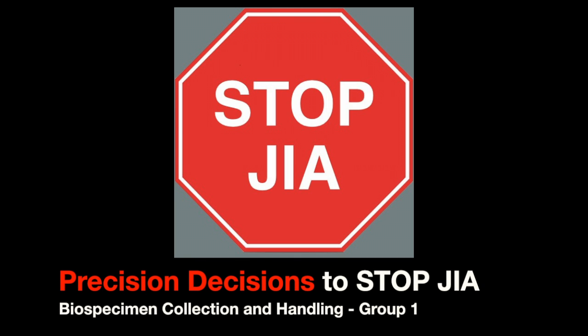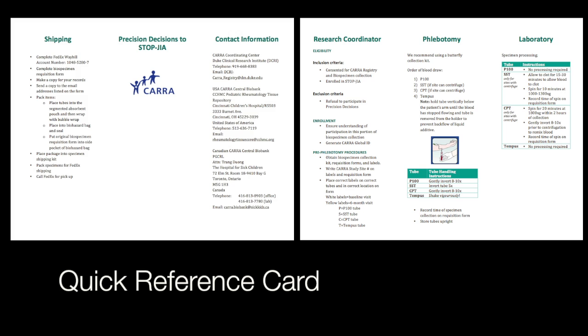This is the instruction video for Precision Decision Study Group 1, sites that will centrifuge samples. This is the Precision Decision Quick Reference Card.